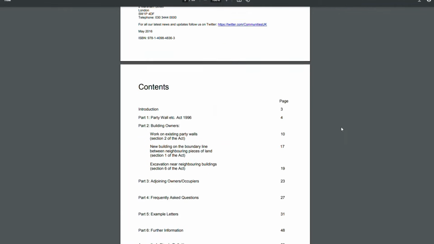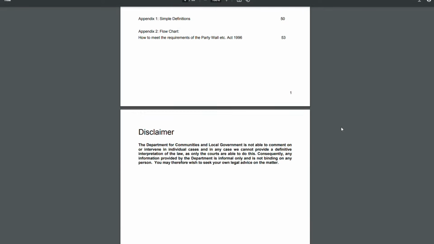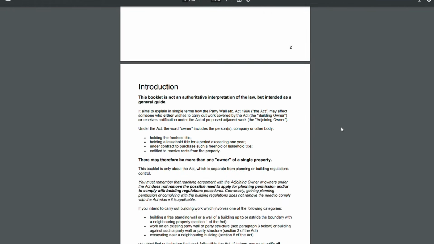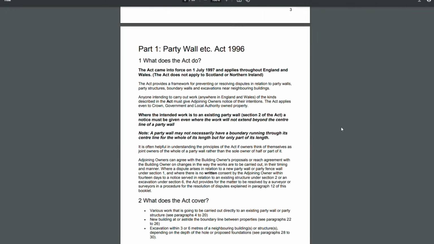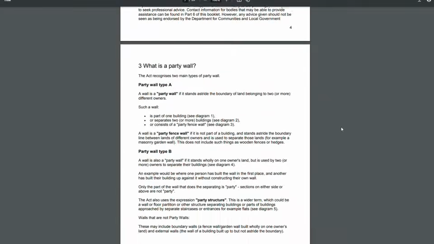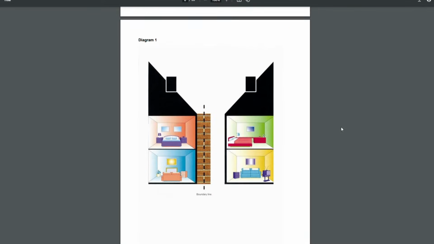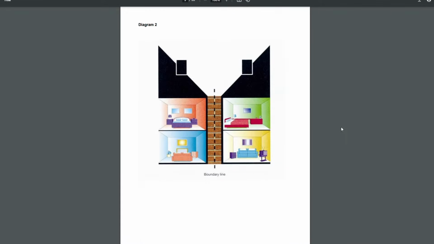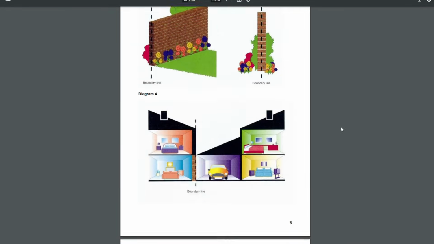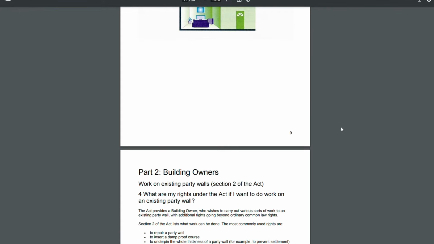So this is the Act itself. It's a relatively easy to understand document. It's written in a form that is easy for homeowners to use. It's not something super complicated written only for surveyors and builders. It's available to all of us. So if we scroll through, you can read all of this at your leisure.